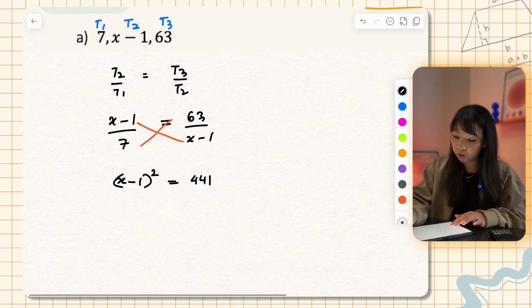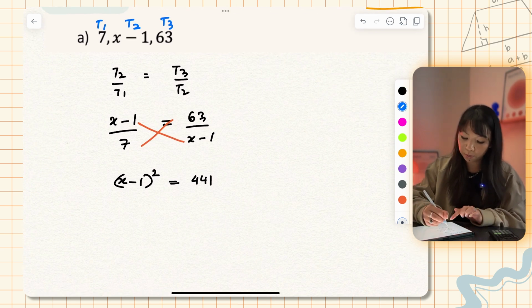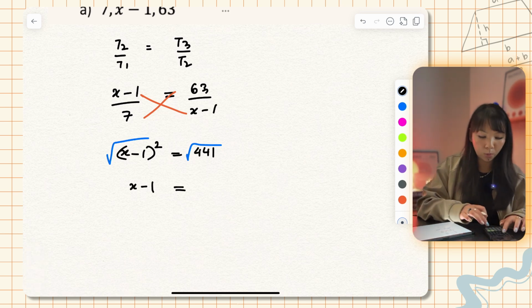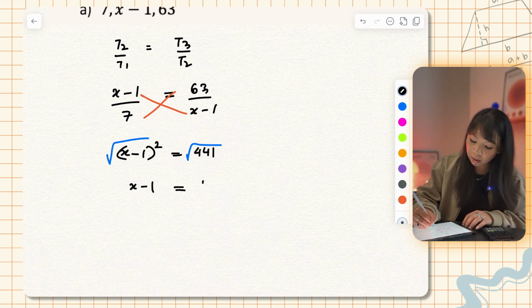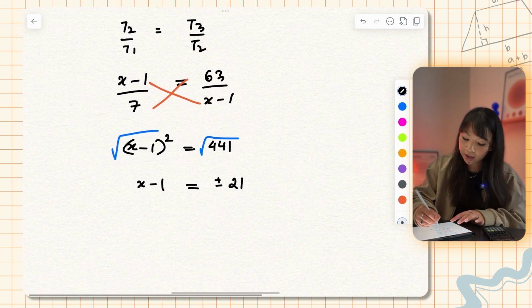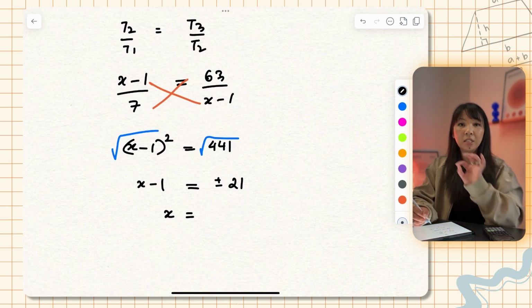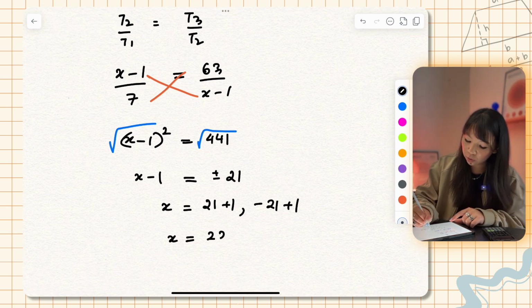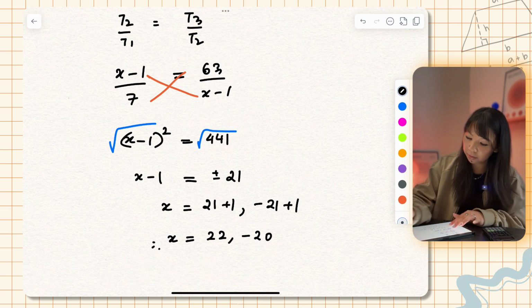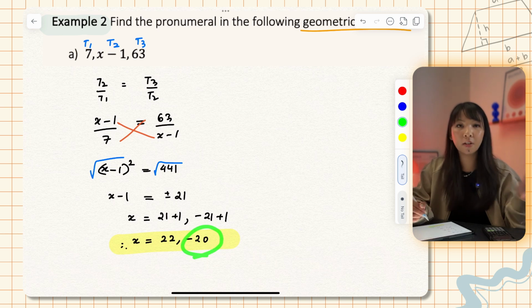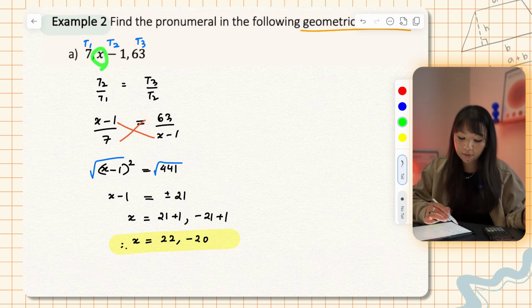So now if I want to solve for x, I'm going to square root both sides. That gives us x minus 1 equals the square root of 441, which is plus or minus 21. Yes, I'm going to do the plus or minus. And then I'm going to add 1 to each value. So positive 21 plus 1 or negative 21 plus 1, I'm going to get x equals 22 or negative 20. Okay, and you might be thinking, oh, why do I have a negative? That is possible. You could have a negative term here.